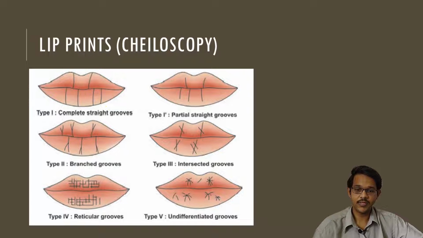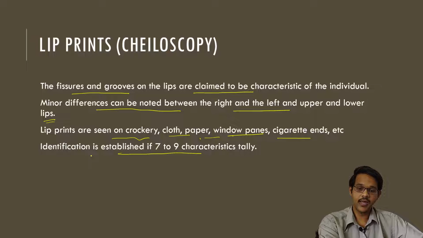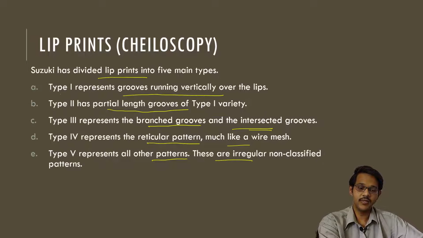Based on the ridges, they are divided into 5 types. One is complete straight ridges, which you can see here. Incomplete or partial is a part of type 1 only. Type 2 is branched. Type 3 is intersected, where the ridges intersect with each other. Reticular is where the ridges are convoluted. Undifferentiated is where there is no specific pattern. So when these ridges are compared and 7 to 9 characteristics match a lip print found at the scene of crime, then the identity is established.